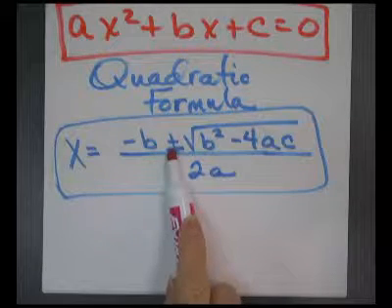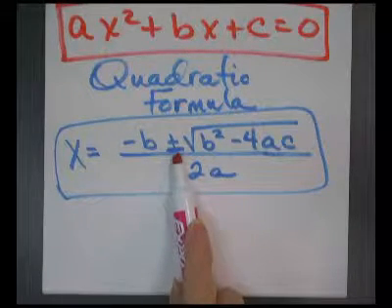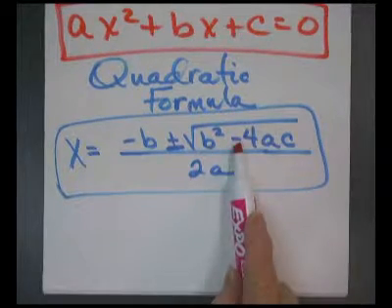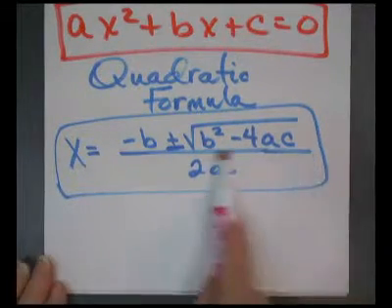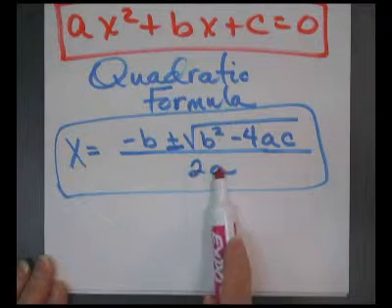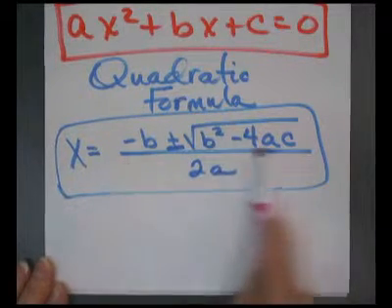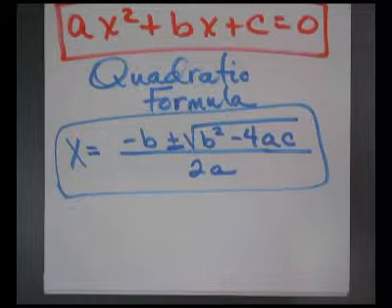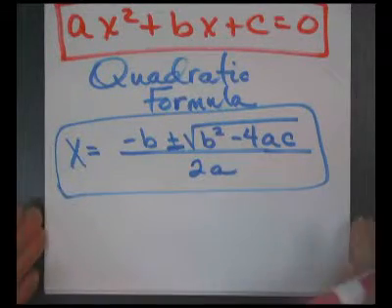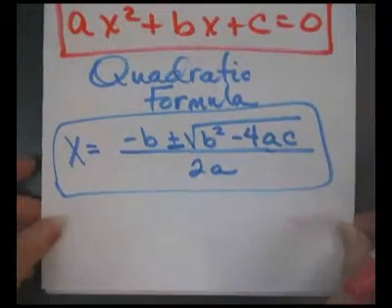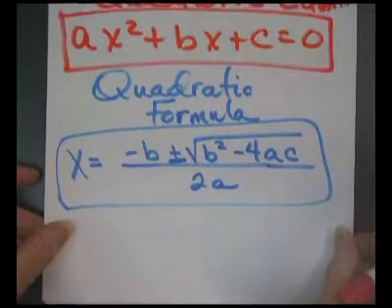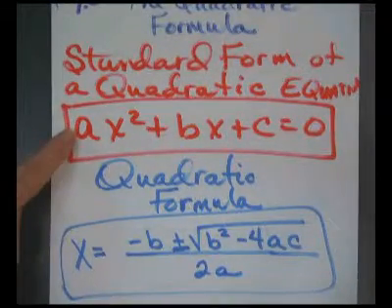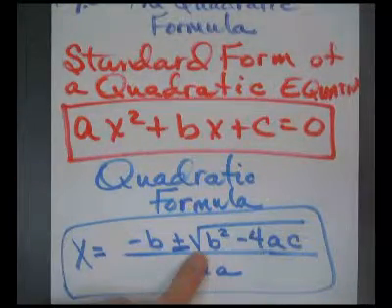Negative b plus or minus, this is a plus and minus sign, square root of b squared minus 4ac. The whole thing is over 2a. Not just this part of it, but the whole thing is over 2a. Right now, this is ax squared plus bx plus c, which is also part of the formula as well. This is where you get your a's, b's, and c's to put into here.